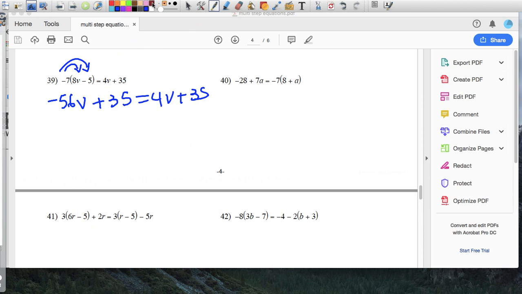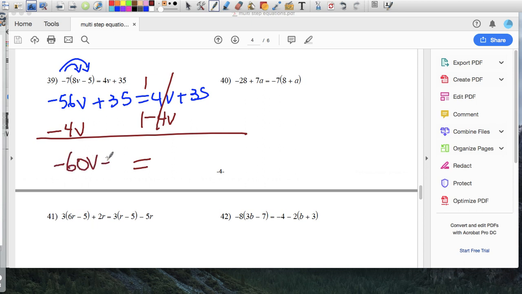Let's get rid of one of them. No, let's get rid of this one. Negative 4v. Let's get rid of this one. Not get rid of it, but just subtract negative 4v on this side. So these two go out. So negative 56 and negative 4 is negative 60v plus 35 plus 35.